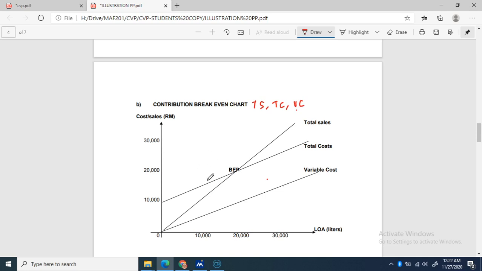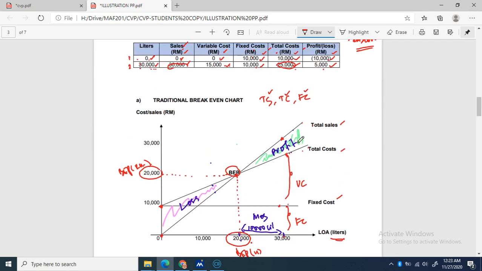As usual, total sales is the same thing. Zero sales; at 30,000, we have 30,000 sales. So we have 2 points and we draw the line. Same goes to the total cost. At 0, we have 10,000 total cost. At 30,000, we have 25,000. So we have 2 points here. Draw a total cost line. So it's the same as this graph.